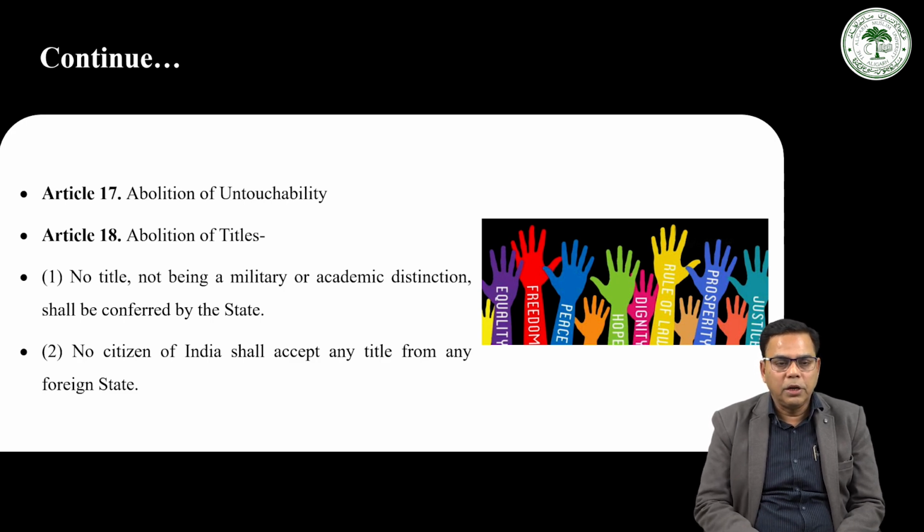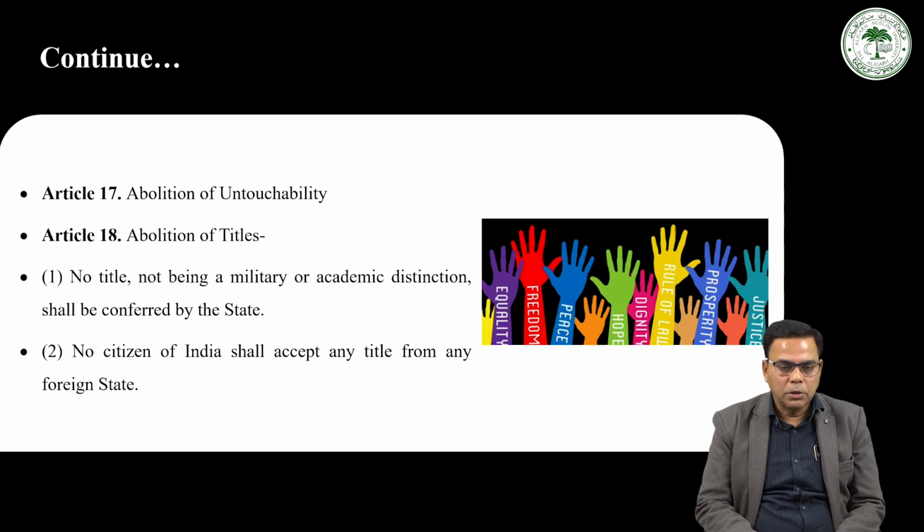Article 17, dealing with abolition of untouchability. It has been a problem in our country. You should read Annihilation of Caste by the father of the Indian Constitution, Dr. B.R. Ambedkar. And untouchability was something that was a blot on our country, and it has been abolished by the Constitution of India. So, after abolition of untouchability, the practice of untouchability is a punishable crime now.